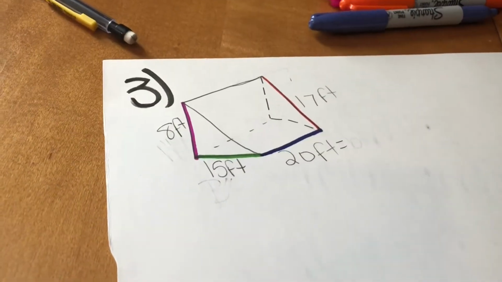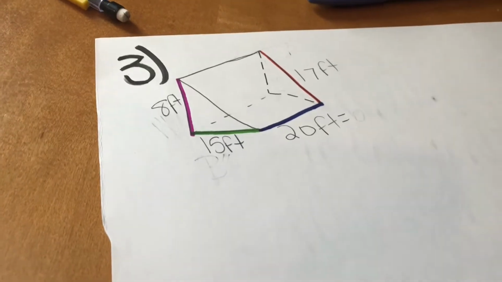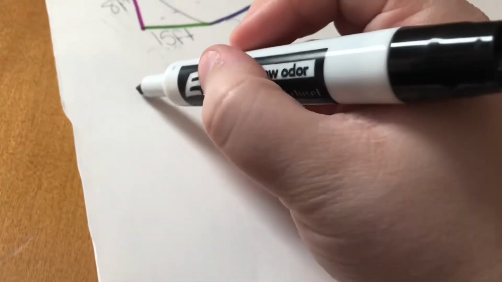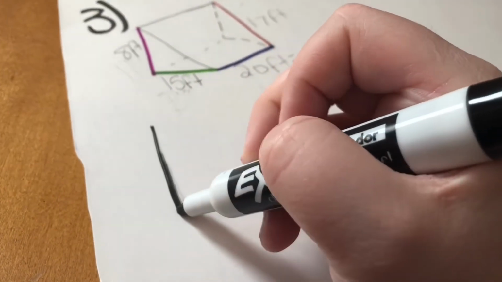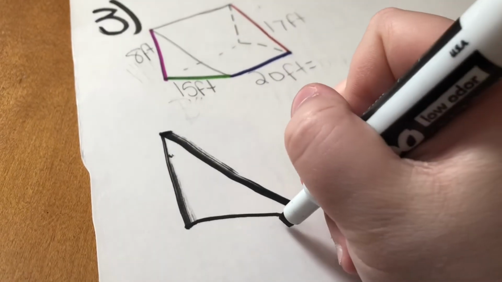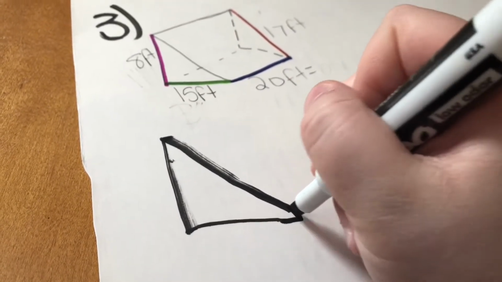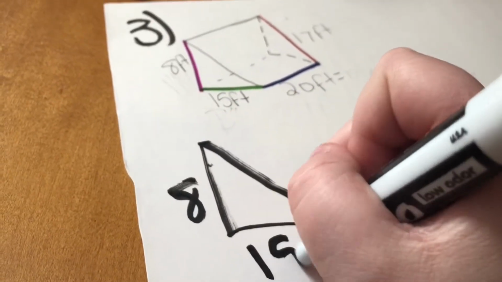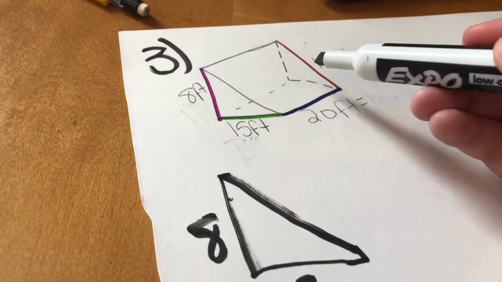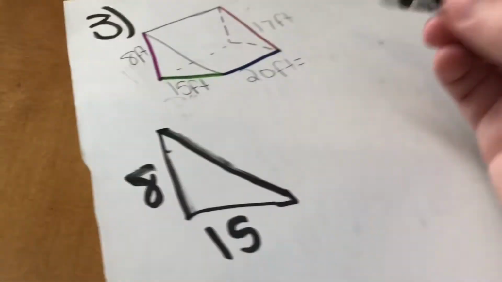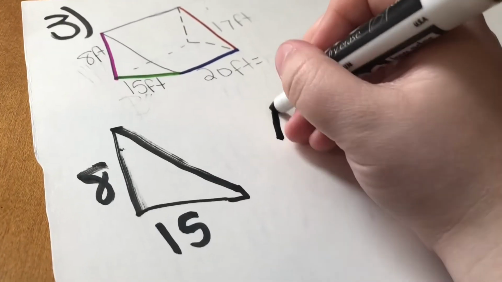So I went ahead and drew out our shape over here, and I'm actually going to break it up a little bit more. So let's go ahead and draw out this triangle. There we go. And that's 8, and this is 15. So we're going to actually have 1, 2 triangles. So let's go ahead and do the formula for this.